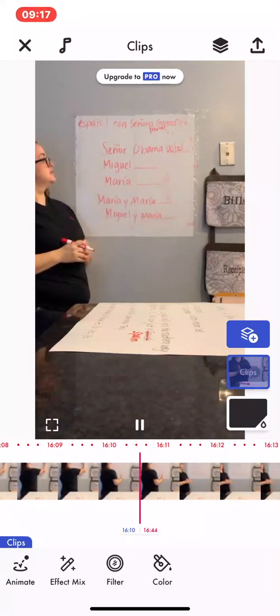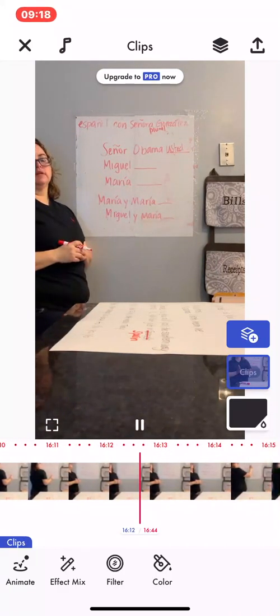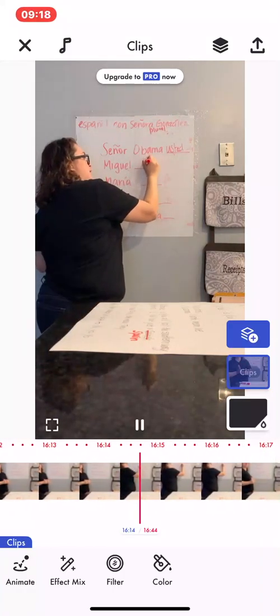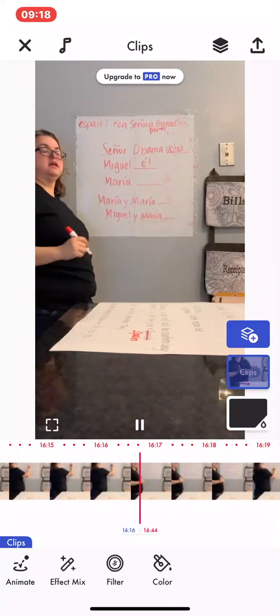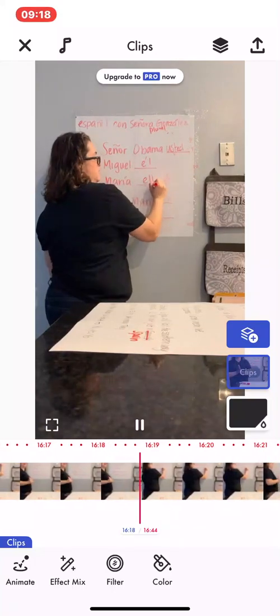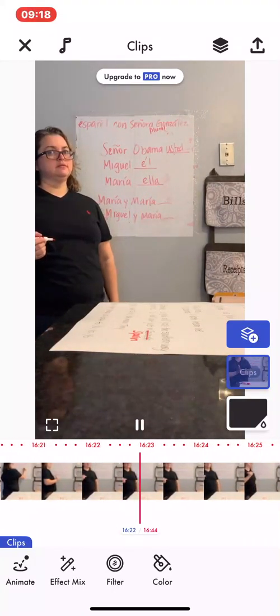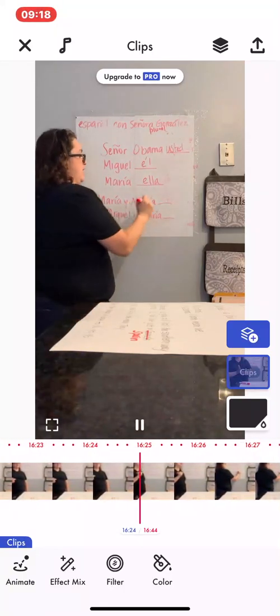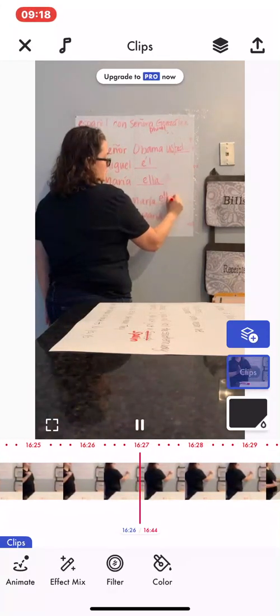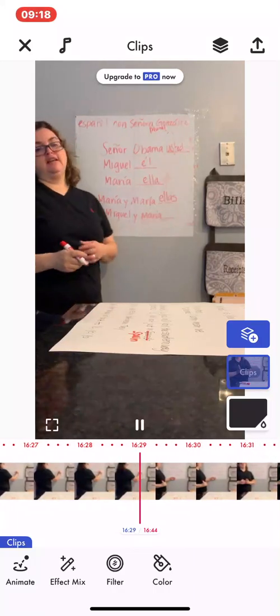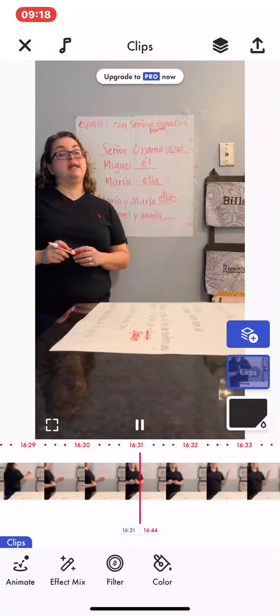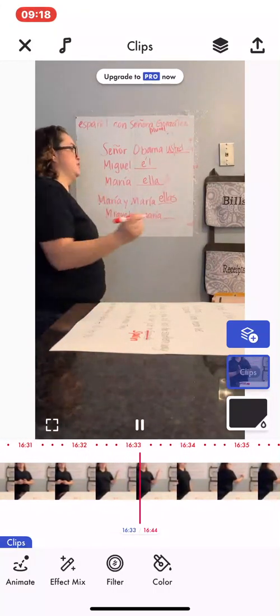Okay. Miguel. Él. Muy bien. María. Ella. María y María. We have ellas. Two Marías. Ellas. And the last one, finalmente, Miguel y María would be ellos.